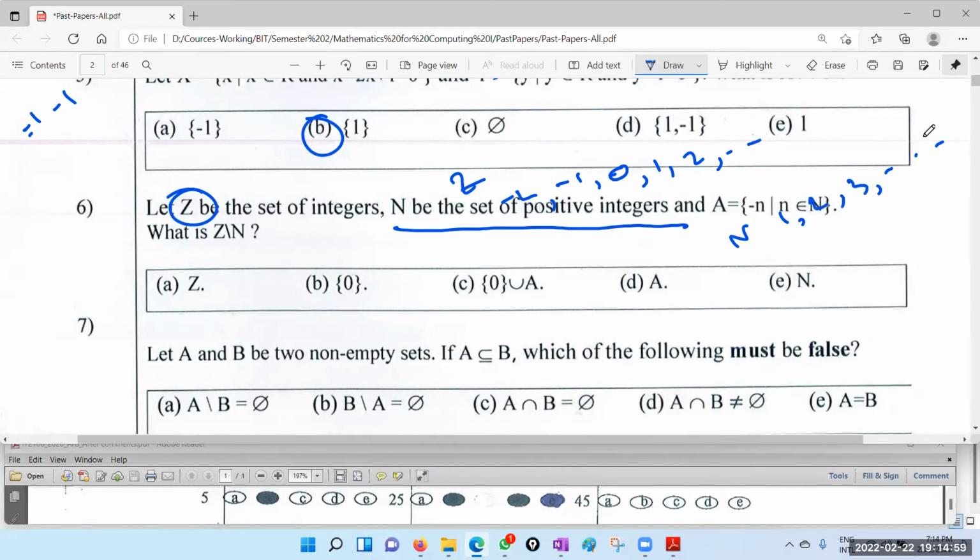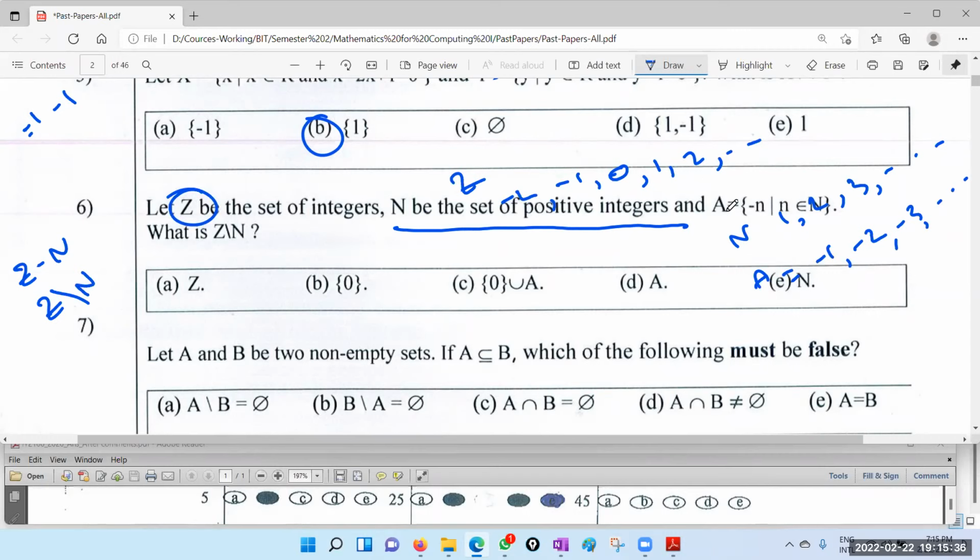Natural numbers don't have 0, and A is minus n such that n is a natural number. So that means A is minus 1, minus 2, minus 3, etc. 0 is not there. So that is our A. So the question is Z minus n. Remember, Z minus n can be written as the elements that belong to Z but do not belong to n. Right? So it must belong to Z, the set of integers, but it must not belong to n.